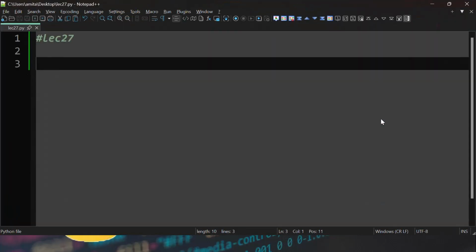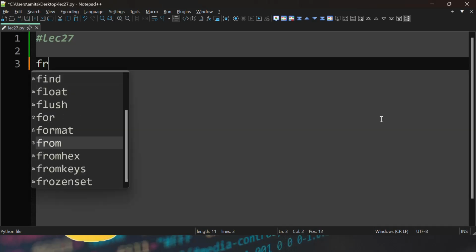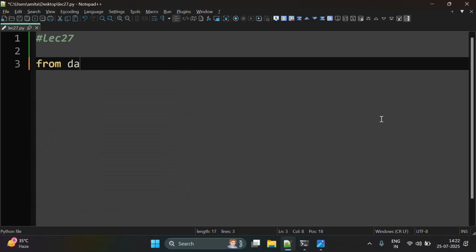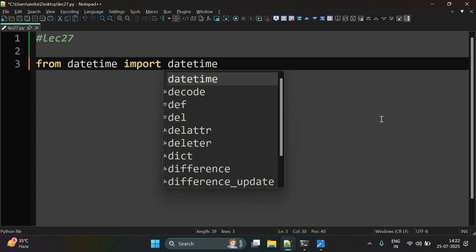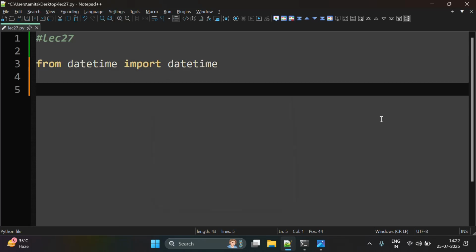So let's go. The very first thing is from datetime import datetime.